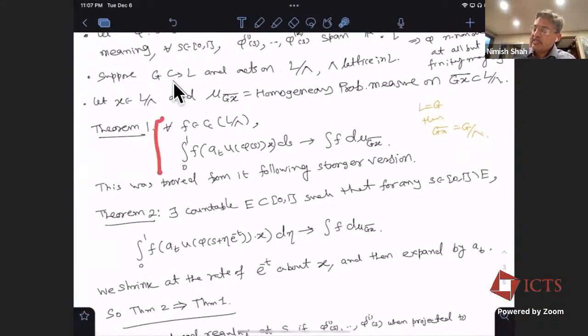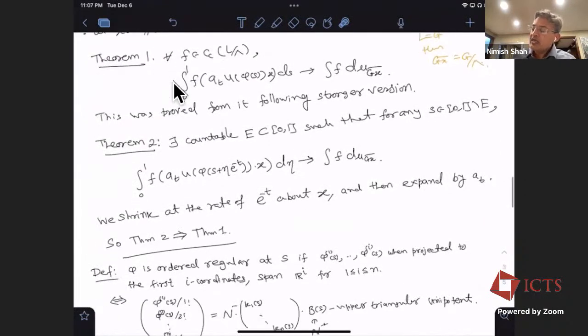So again, the problem is as before: I cannot approximate like this. So the trick is to try to prove a stronger theorem. Namely, we prove the following. We can remove a certain countable set E from [0,1], which is Lebesgue measure 0, and for every S outside this countable set, I look at a very short curve. I take phi of S fixed, and then we make the curve only this long: eta e to the negative t, where eta goes from 0 to 1.